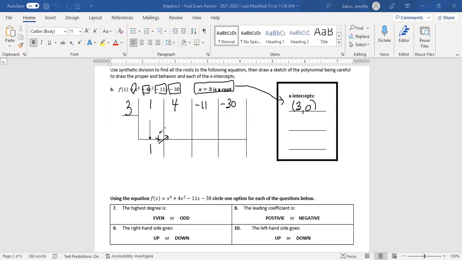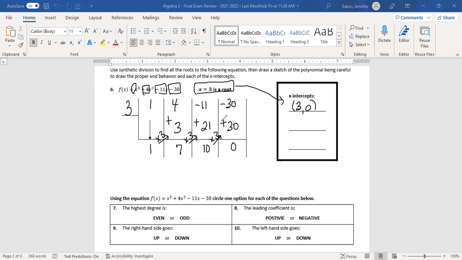So 1 times 3 is 3. Add straight down. 4 plus 3 is 7. 7 times 3 is 21. We're going to add straight down. -11 plus 21 is 10. We're going to multiply that by this outside number 3 here. 10 times 3 is 30. We add straight down and get 0.